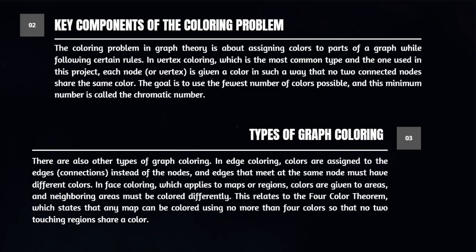There are also other types of graph coloring. In edge coloring, colors are assigned to the edges (connections) instead of the nodes, and edges that meet at the same node must have different colors. In face coloring, which applies to maps or regions, colors are given to areas and neighboring areas must be colored differently. This relates to the four-color theorem, which states that any map can be colored using no more than four colors so that no two touching regions share a color.